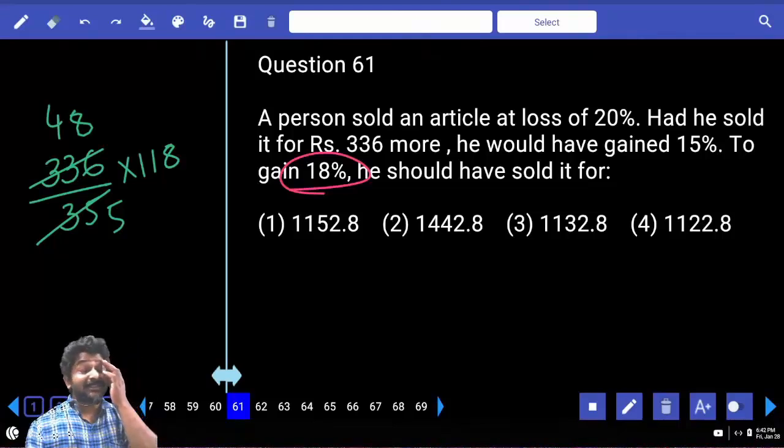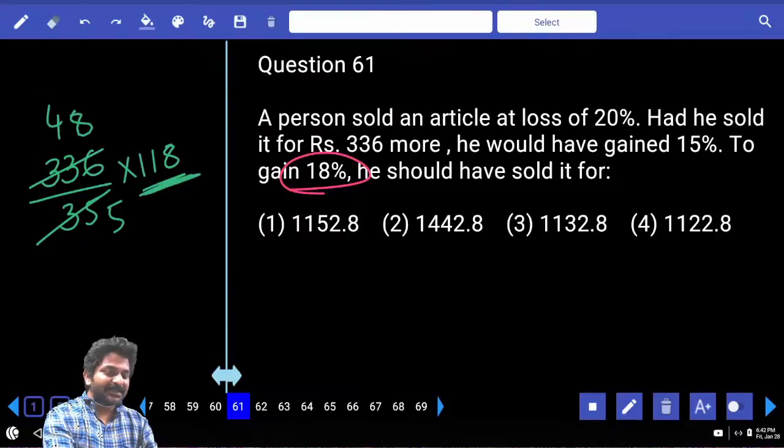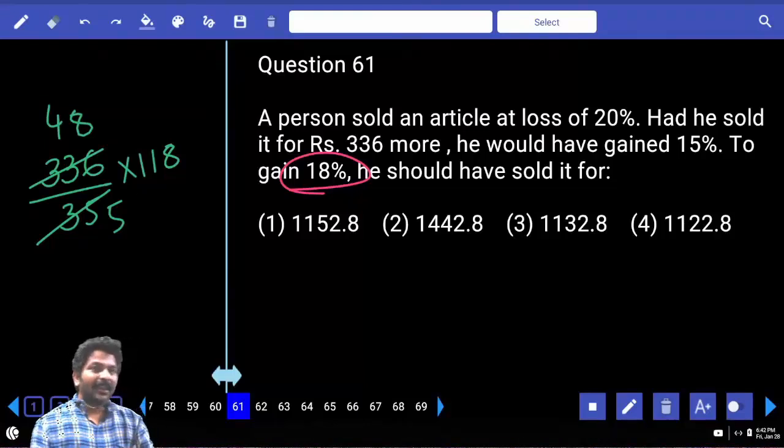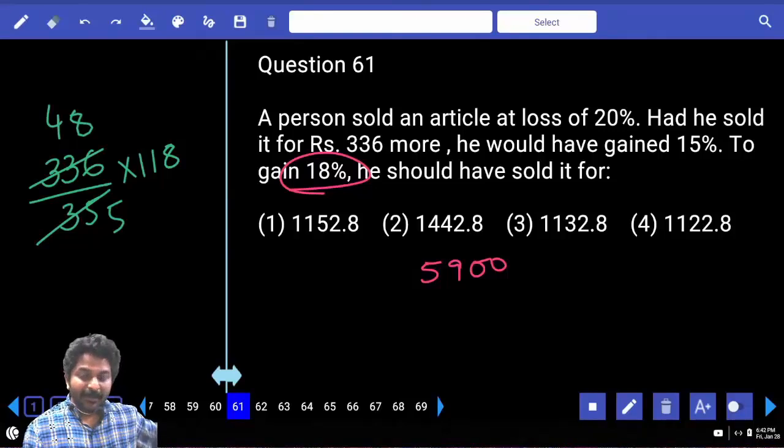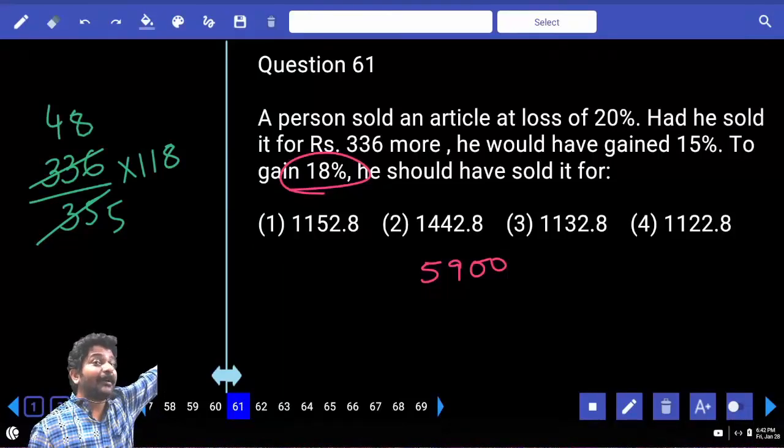48 times in the sense, can I go for 50 times minus 2 times? How do you get 50 times? Take 100 times and make it half. Okay. What is 100 times of this number? 11,800. Half, 5,900. Correct? How many times is this? 50 times. But how many times we want? So we need to subtract 2 times.